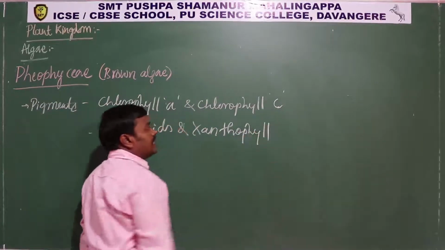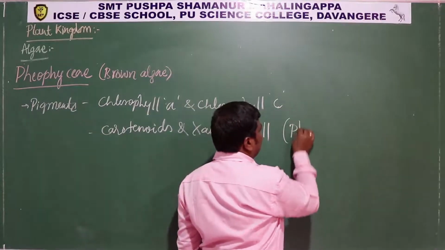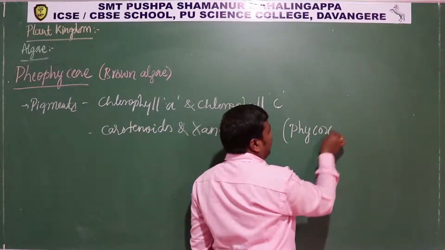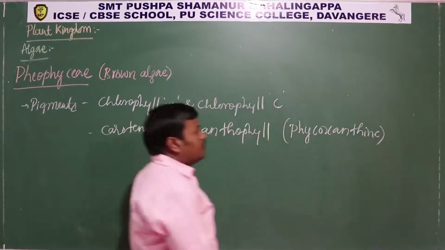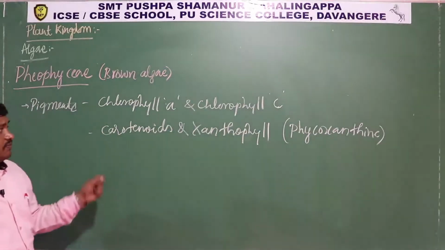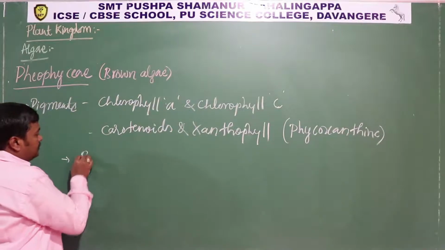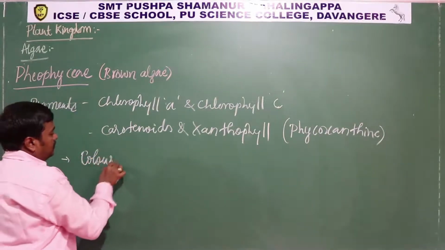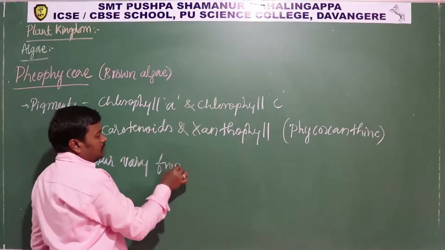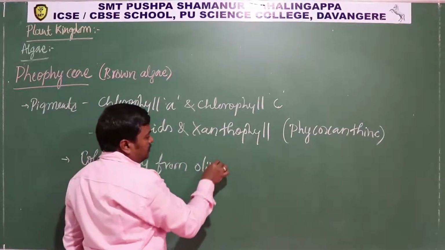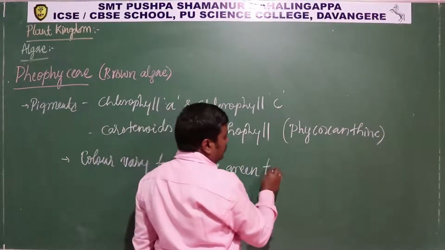And the type of xanthophyll present here is fucoxanthin. Depending on the amount of these pigments present, the color varies from olive green to brown.